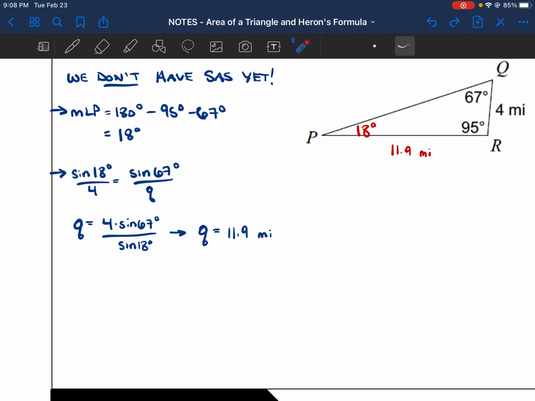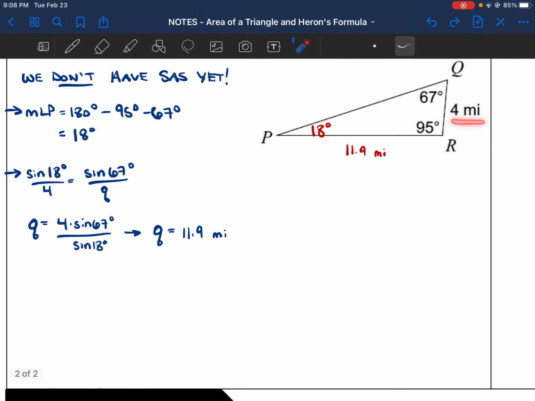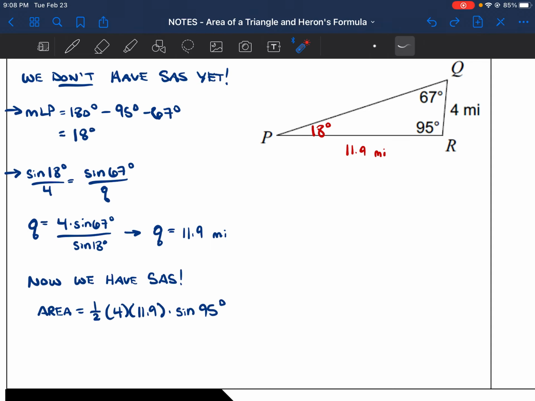Okay, now notice at this point we do have side angle side. We have side 4, side 11.9, and the angle between them, 95 degrees. So we can calculate the area as 1/2 those two sides multiplied together, 4 times 11.9, times the sine of the angle that's in between them, sine of 95 degrees. This gives us that the area of this triangle is 23.7 miles squared.